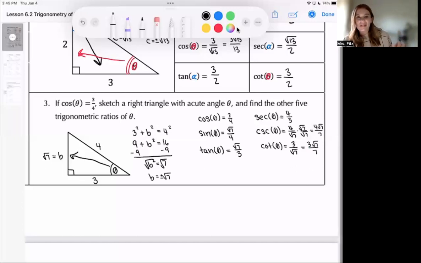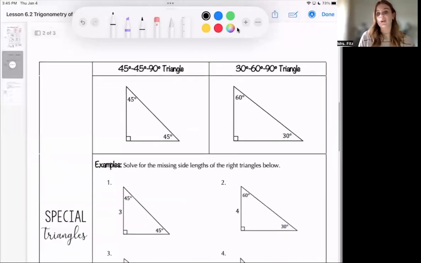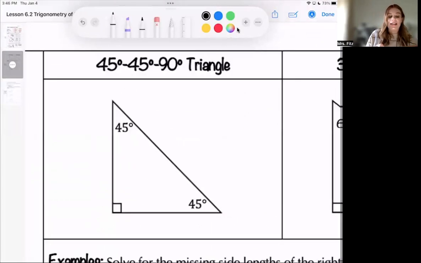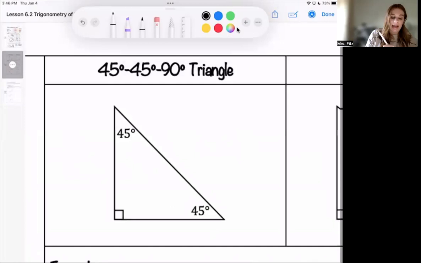Okay, so now that we've been able to use these triangles to find right triangle trig ratios, let's go ahead and move on to some special right triangles. So we have 2 special right triangles with some rules, 45, 45, 90, and 30, 60, 90 triangles. 45, 45, 90, these have a specific name. These are isosceles right triangles, because if one leg is x, so is the other leg.